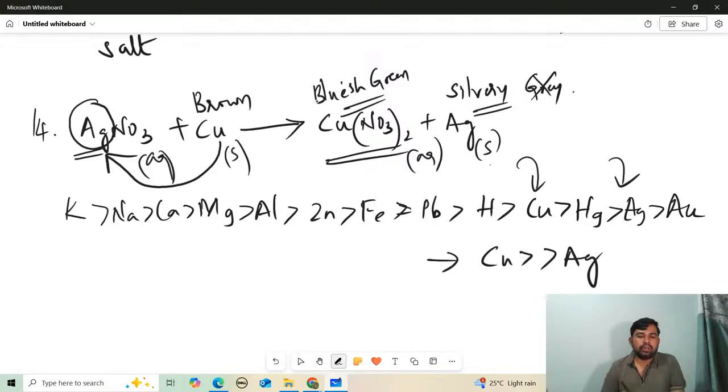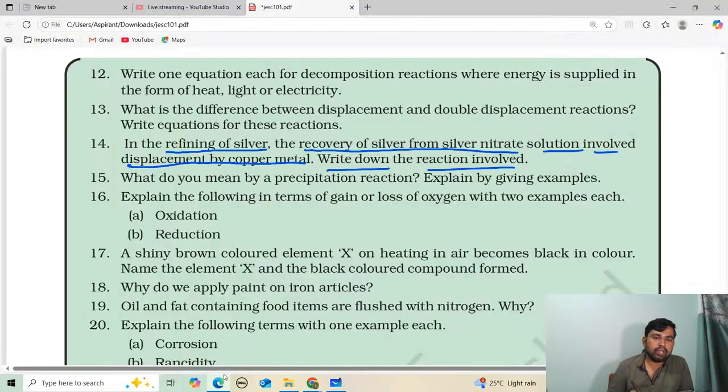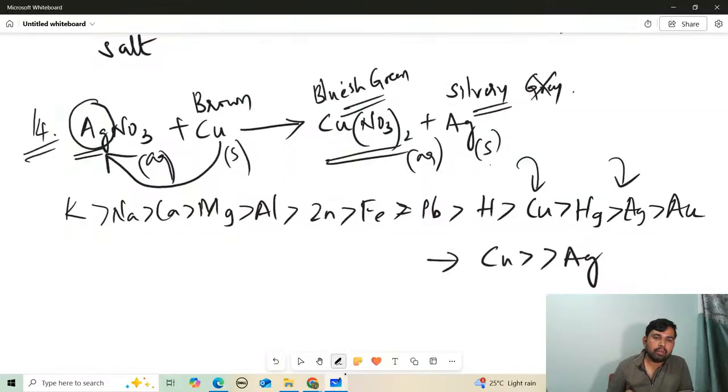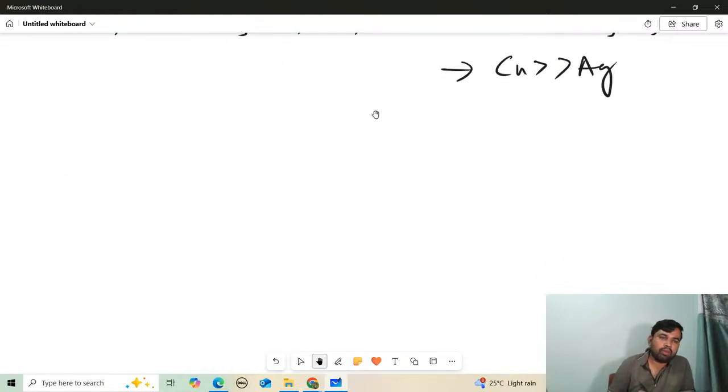Okay. So this is question 14. Let's discuss question number 15. What are they asking? What do you mean by the precipitation reaction? Explain by giving an example. So you know very well what a precipitation reaction is, sir. So precipitation reaction is question number 15.